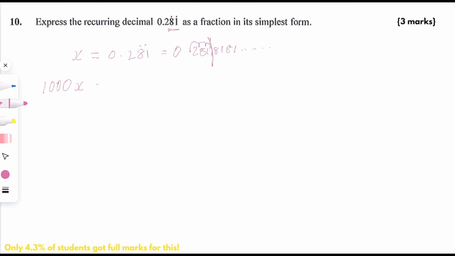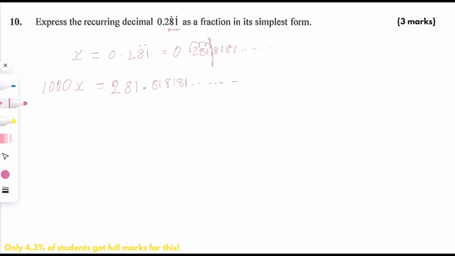1,000x is equal to 281.818181 recurring. Okay, so that's step 1. The next step is to find another multiple of x that we can subtract from this first term, 1,000x, that would make the answer a whole number.